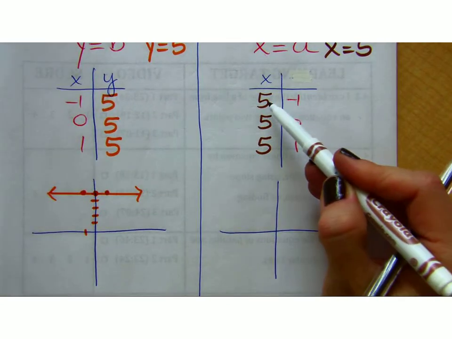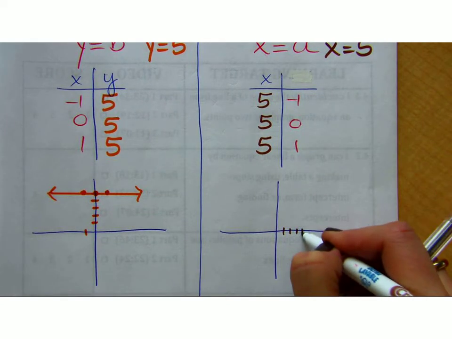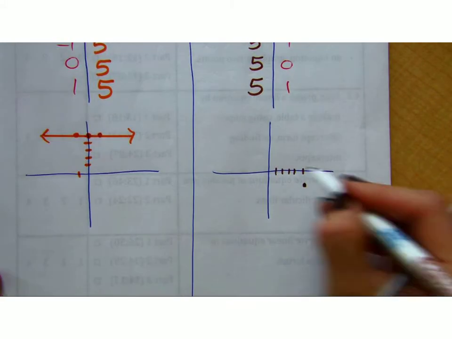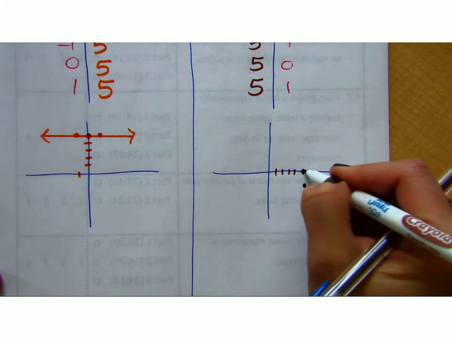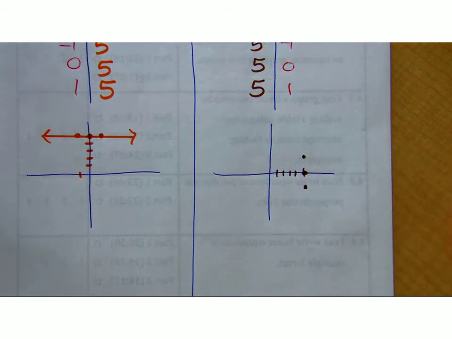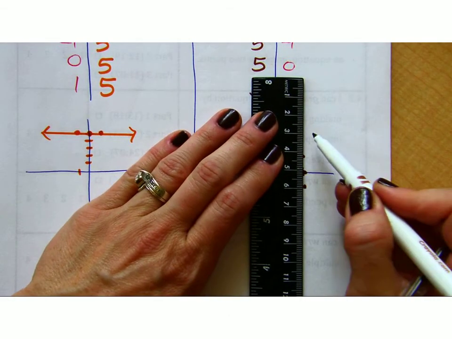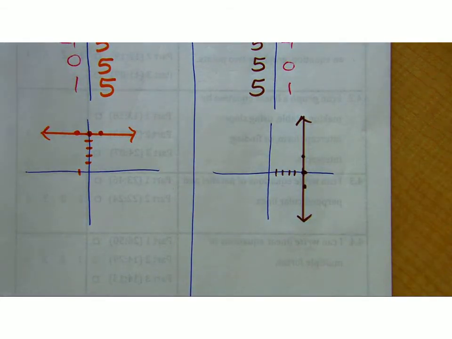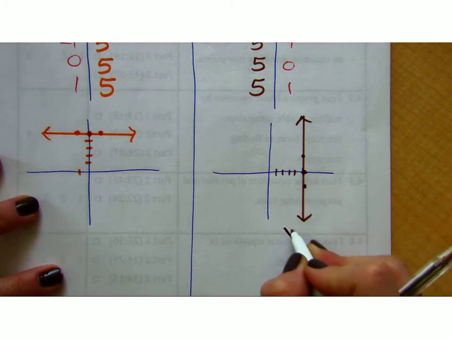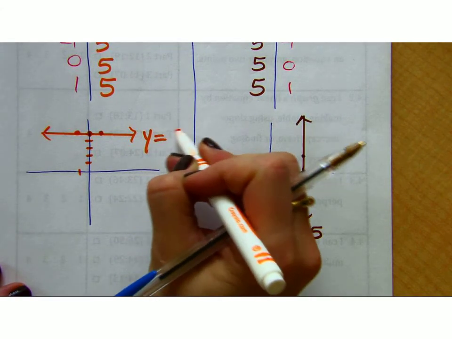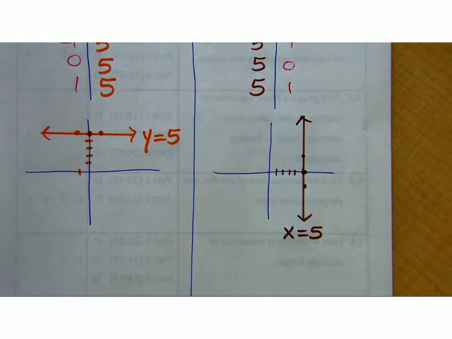So if every single x value is 5, I'm always going to go out to 5, and in this case, down 1. I'm going to go out to 5 again, but don't go down or up at all. I'm going to go out to 5 again and go up 1. And so that creates the exact opposite of a horizontal line, and it's a vertical line. So I want you to look at this and see that this is x equals 5, but this one is y equals 5, and you may confuse them. Don't. Keep them straight.